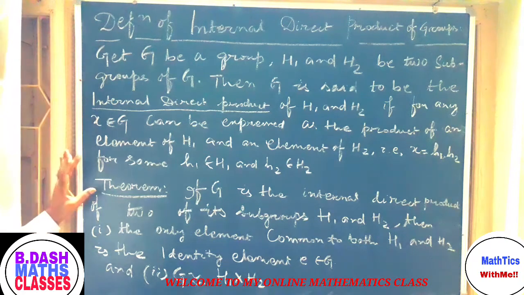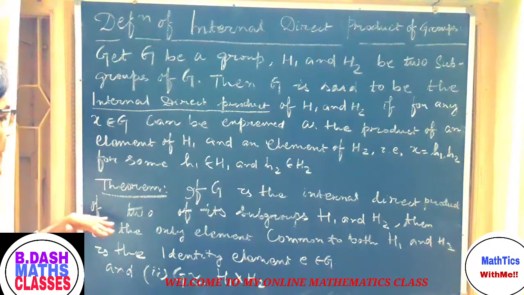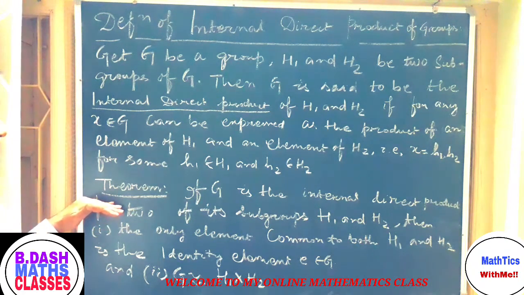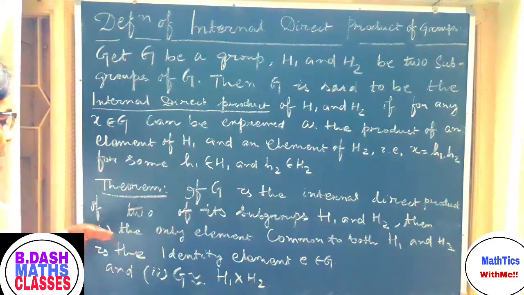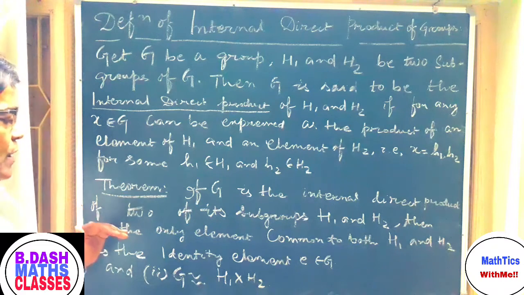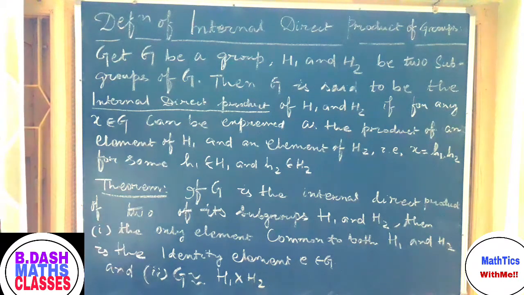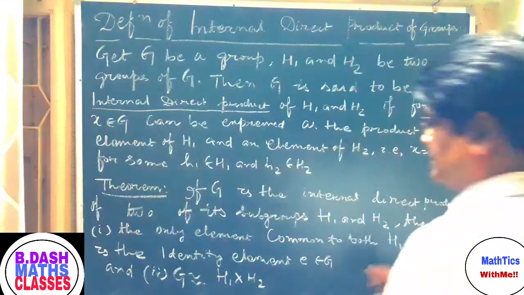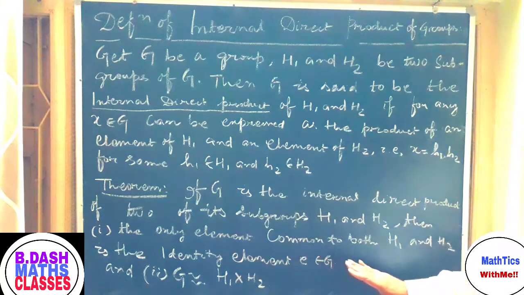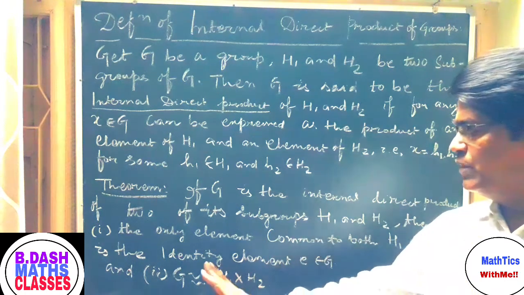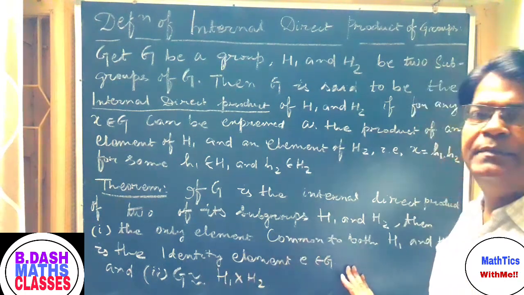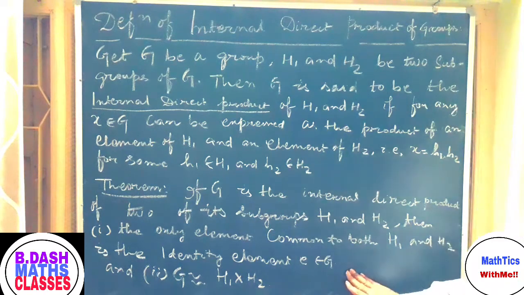Related to this, we have an important theorem. The statement of the theorem is like this: if G is the internal direct product of two of its subgroups H1 and H2, then the only element common to both H1 and H2 is the identity element. That we have to establish.